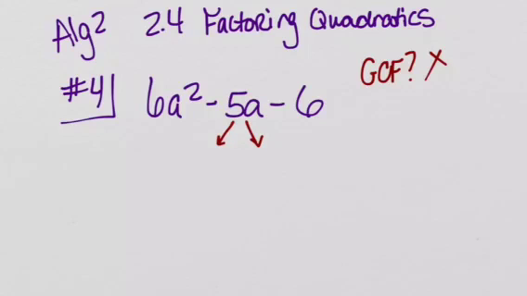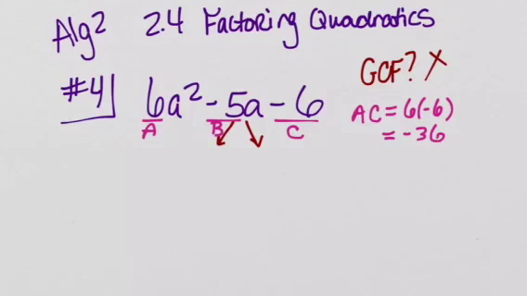So what I need to do is identify my a, b, and c values. Here's a, here's b, and here is c. Make sure that the negatives stay with the numbers. So when I multiply a times c together, it's 6 times negative 6, so I end up with negative 36. And the question is, what are factors of negative 36 that add up to be negative 5?